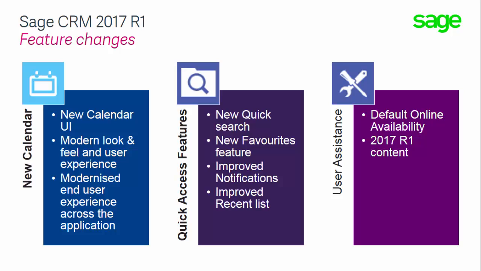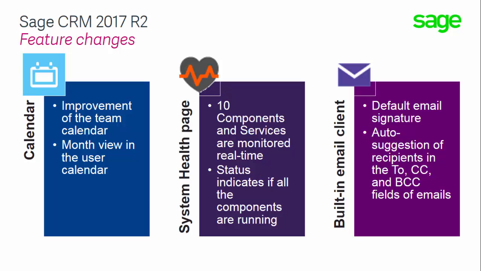And generally you can say that the user experience continues to be a big focus for our product management and development teams. And Sage CRM 2017 R2 is the version that has just been released. It also has an improvement in the team calendar, and there's some intelligent use of colors and icons to improve user interpretation of data, and there's an implementation of a month view in the user calendar. And importantly for system administrators, we've added a system health page, and that shows all of the services and components that are running and available for use.